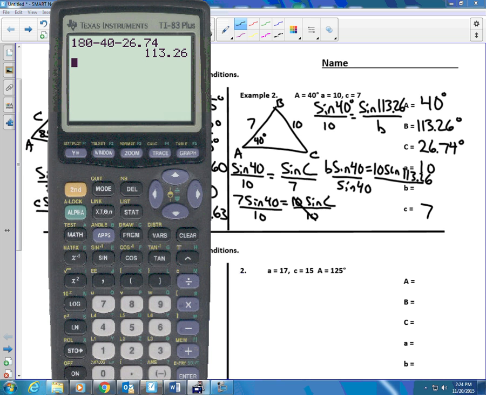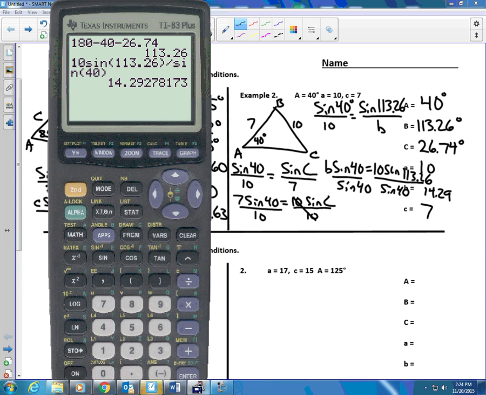My writing's getting kind of sloppy here. I'm sorry. I didn't leave a lot of space for these. I'll have to change that. So I got 10 sine of 113.26, close my parenthesis, divided by the sine of 40. And I get 14.20.